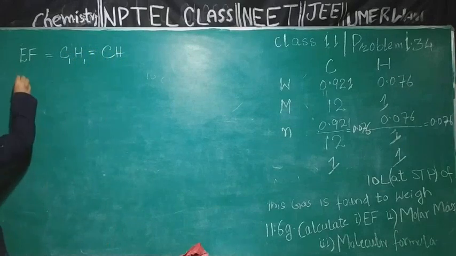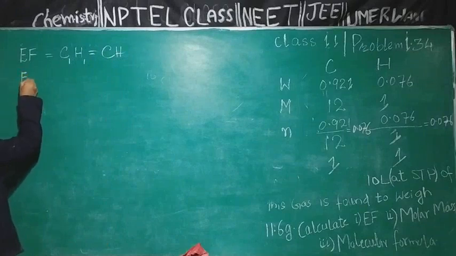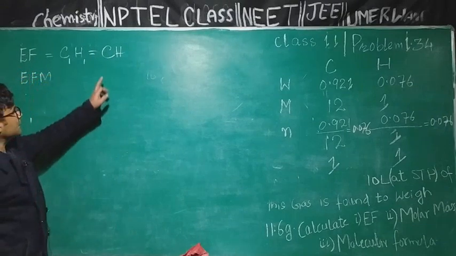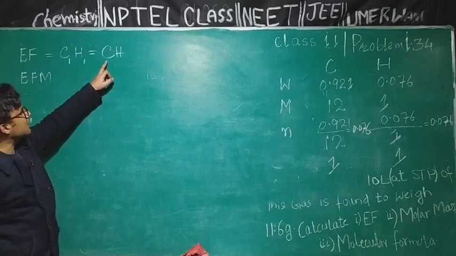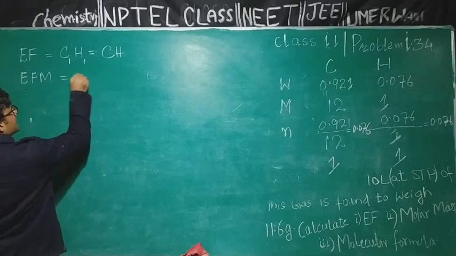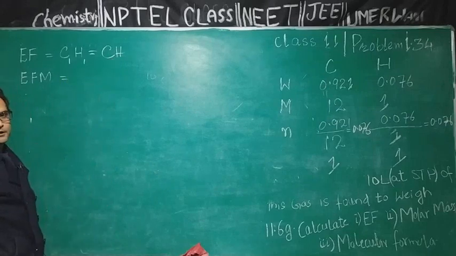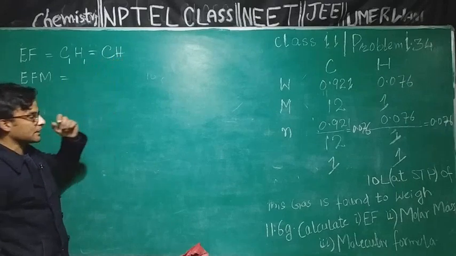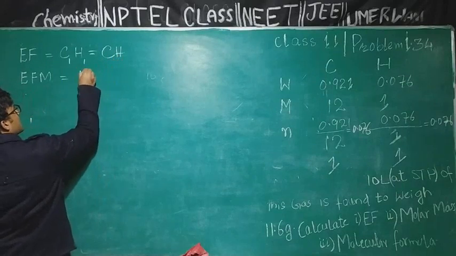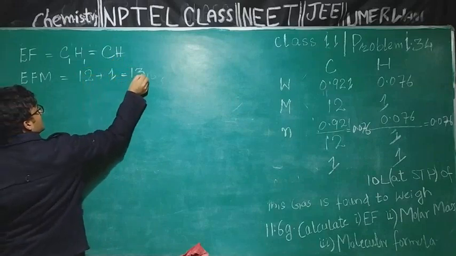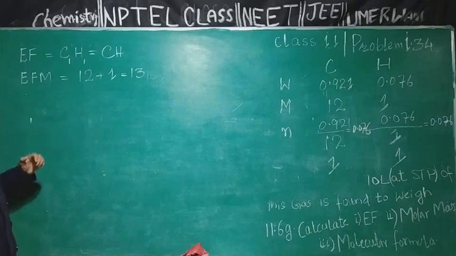And I will here also evaluate the empirical formula mass. I am interested in calculating the mass of this empirical formula, which will be equal to the sum of atomic masses of all the atoms in the empirical formula. There are only 2 atoms in the empirical formula, one of carbon, one of hydrogen. I will add the mass of carbon 12 and the mass of hydrogen 1, it will come equal to 13. So the empirical formula mass of this hydrocarbon is 13.